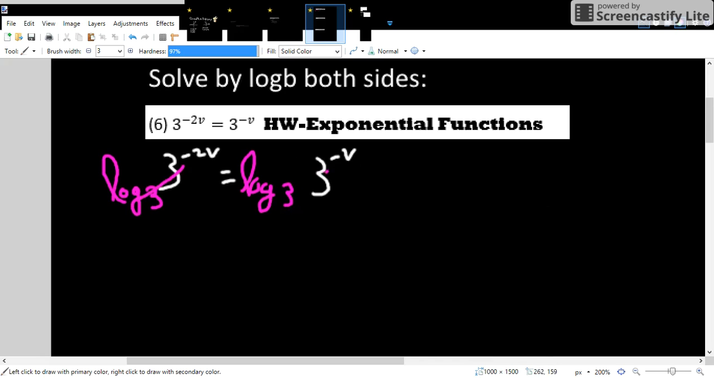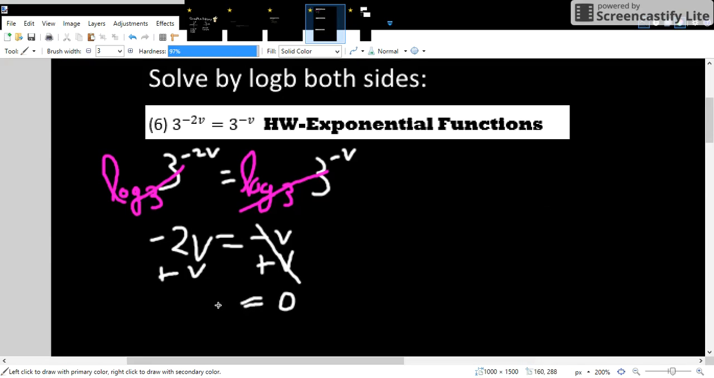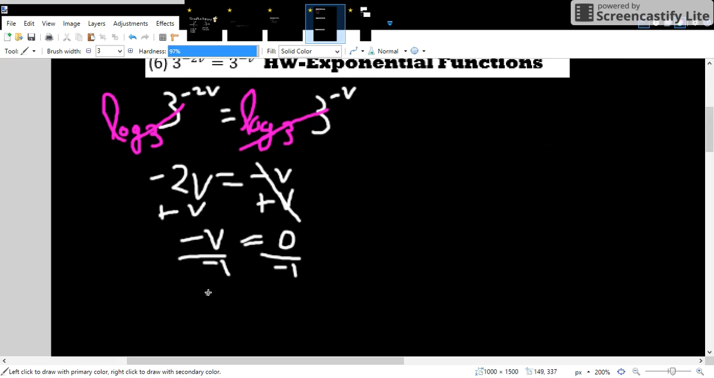So the 3's and the logs cancel out, and you're just left with negative 2v equals negative v. From there you can add 1v to both sides. 1v minus 1v is 0 v's. Negative 2v plus 1v is negative 1v. Divide by negative 1 on both sides of the equal sign to get rid of your negative. So there you're just left with v equals 0.